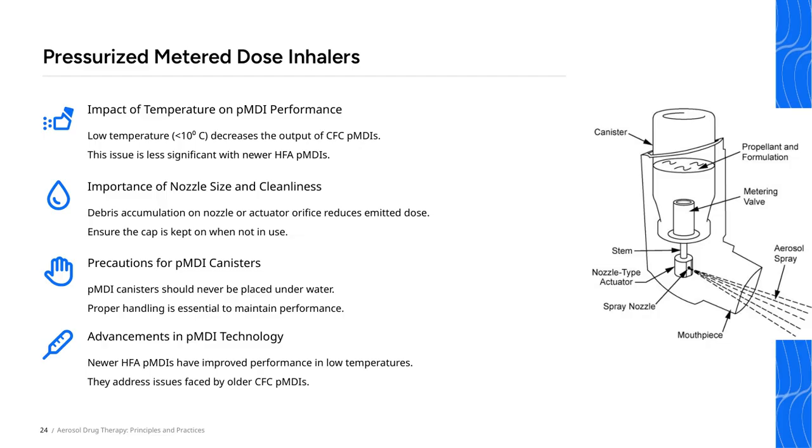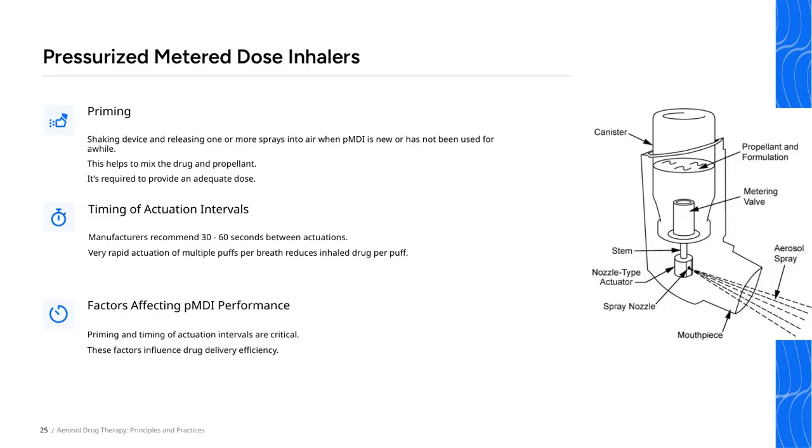Another point to remember is the importance of keeping the nozzle or actuator orifice clean. Debris buildup here can block the spray, reducing the dose delivered. Always keep the cap on when you're not using the inhaler to prevent dust and debris from accumulating. Temperature can also impact how these inhalers work. Specifically, low temperatures below 10 degrees Celsius can decrease the output of CFC PMDIs. Fortunately, with the newer HFA inhalers, this problem is less significant, making them more dependable in different environmental conditions. All these factors highlight how proper use and handling are essential for optimal therapy outcomes.